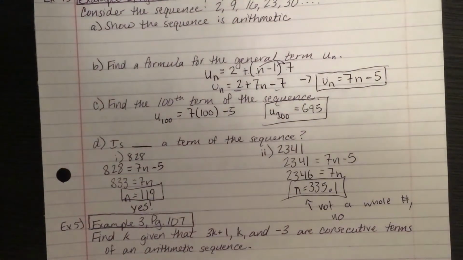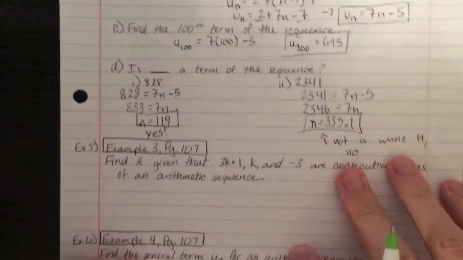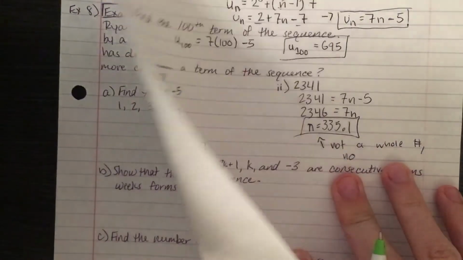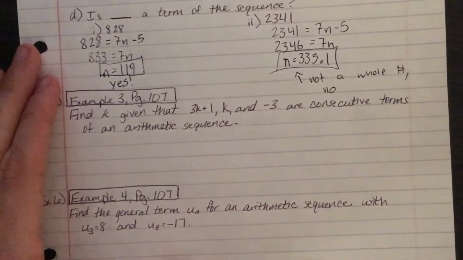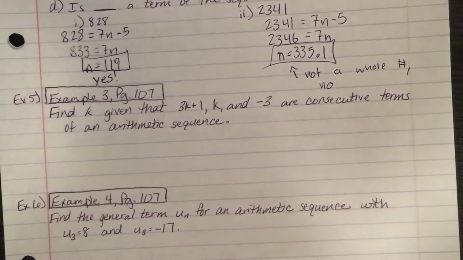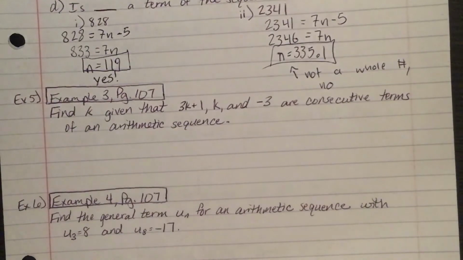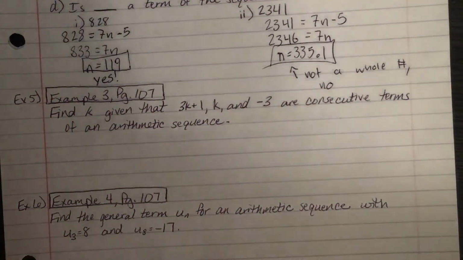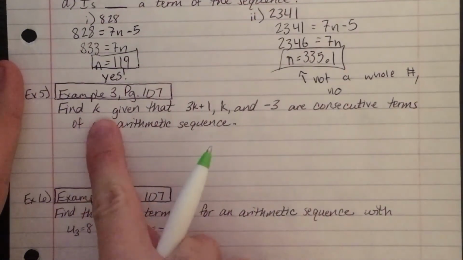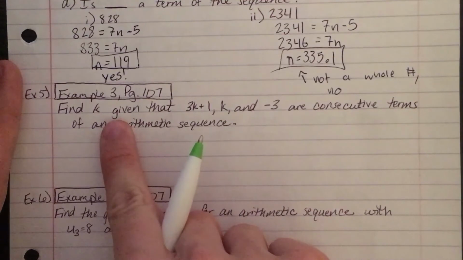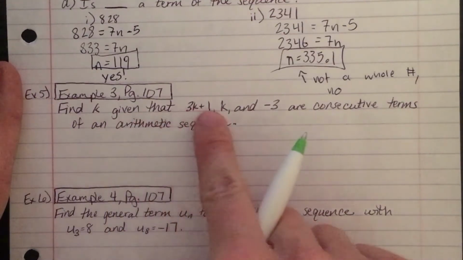And so some other things that we can do with arithmetic sequences and arithmetic patterns. We're going to do a little algebra exercise here, to tie in the mindset that we need to have. What we want to do is find k. We're given these three terms here.